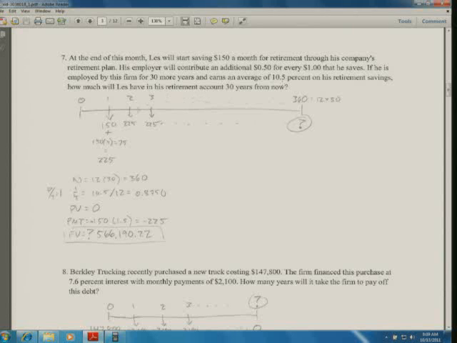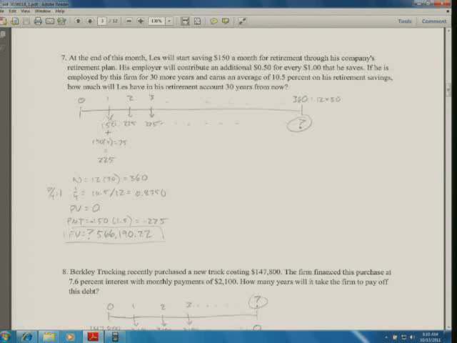Okay, so let's set our timeline up and look at what we're looking at here. Today is time period 0. The problem tells us that Les will start saving $150 a month through his retirement plan at the end of this month. So not today, but 1 month from now. So this first tick mark here is the end of the first month now. Again, this is the first problem that we've dealt with monthly payments instead of annually. So our tick marks, everything still works here, we just converted to months. So this first tick mark is the end of month 1.